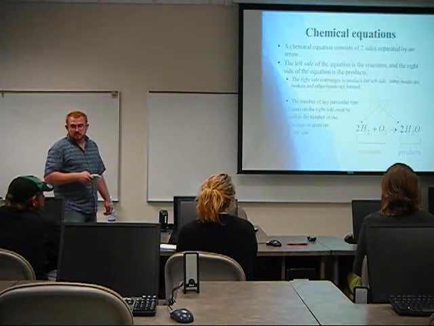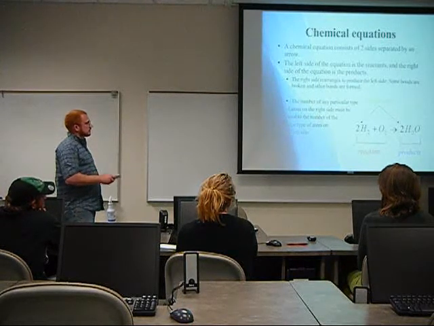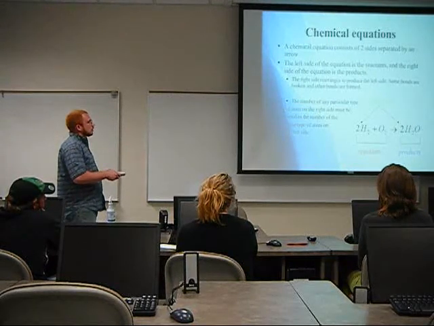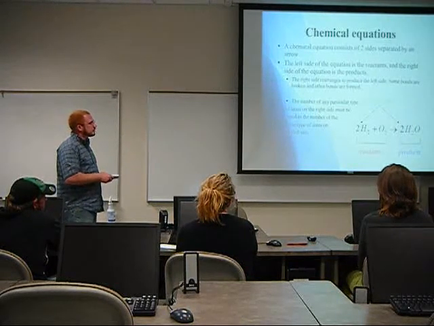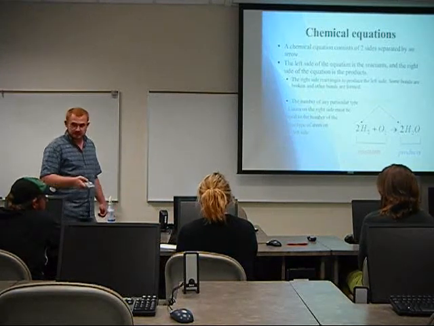There's going to be some bonds broken, some bonds reformed, but it goes from this to this. And all the matter has to be conserved. There has to be an equal number of each particular type of atom on the left side as there is on the right side. And that's what balancing them is doing.